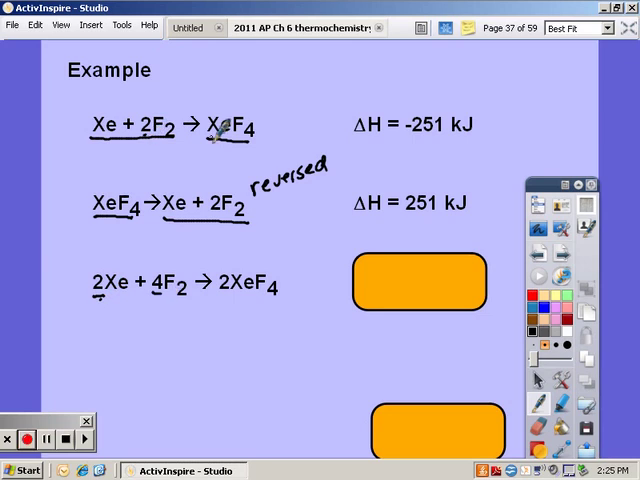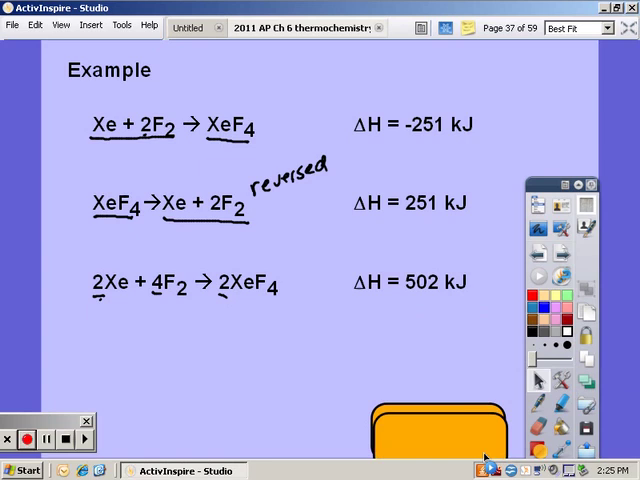If you compare the first and third one, you'll notice that everything was doubled. So delta H is doubled. But we didn't reverse it, so it should be a negative 502.